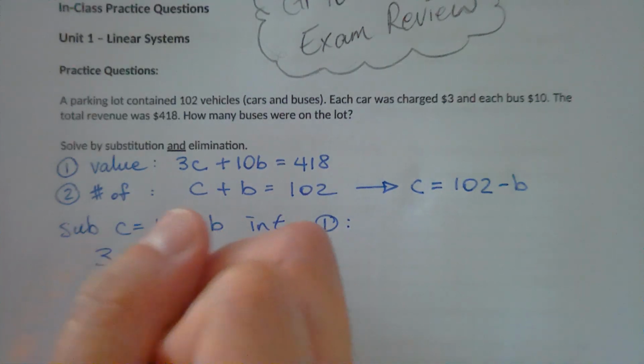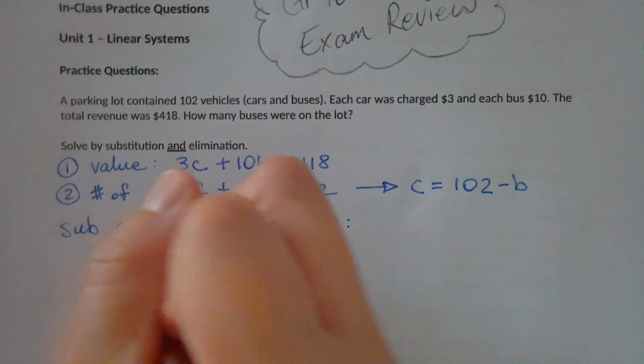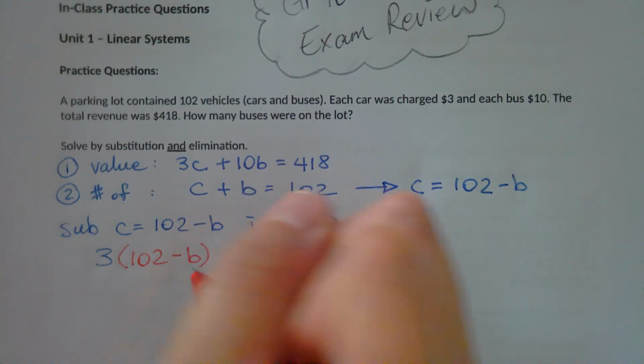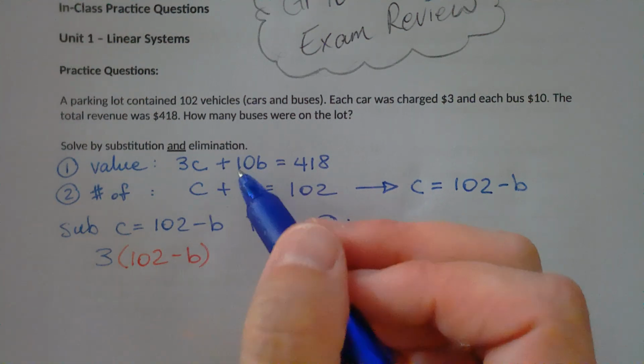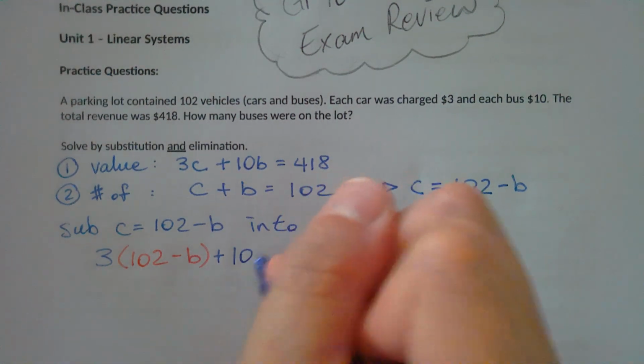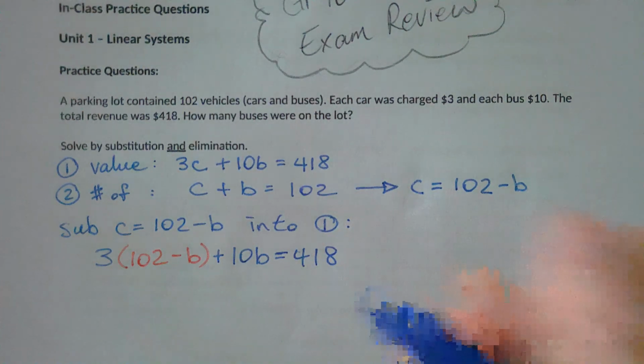So 3, now instead of C, I'm going to replace it with this in brackets. Right here, 3C, and then plus 10B equals 418. Okay.